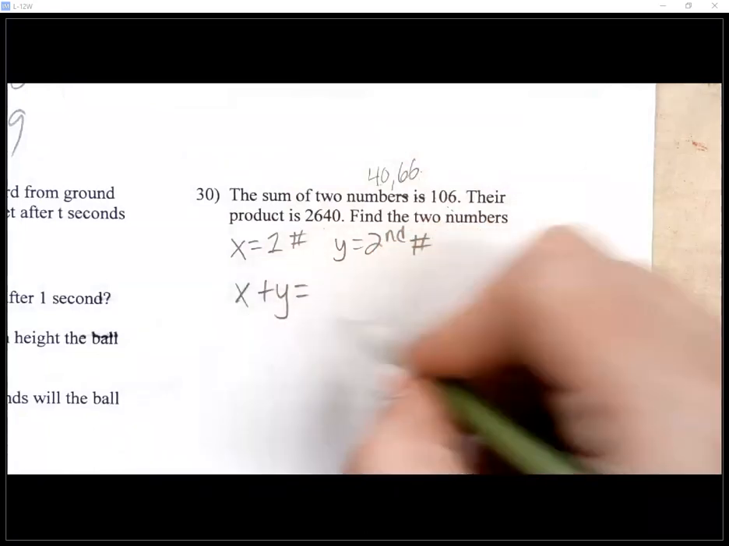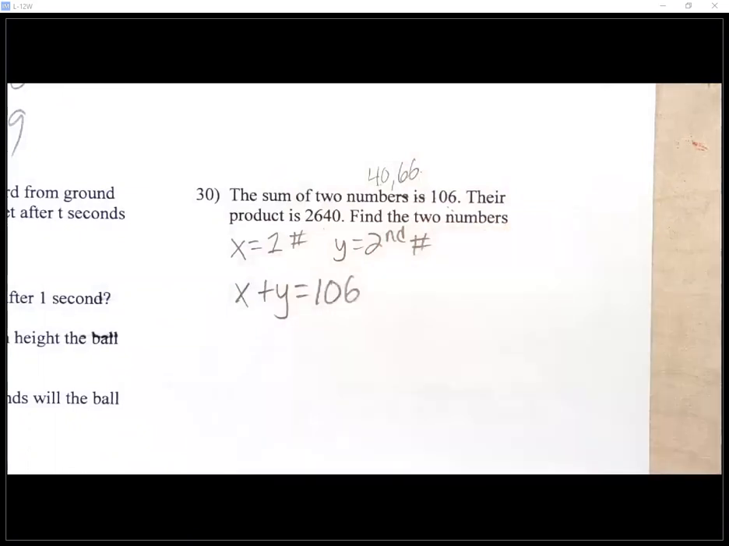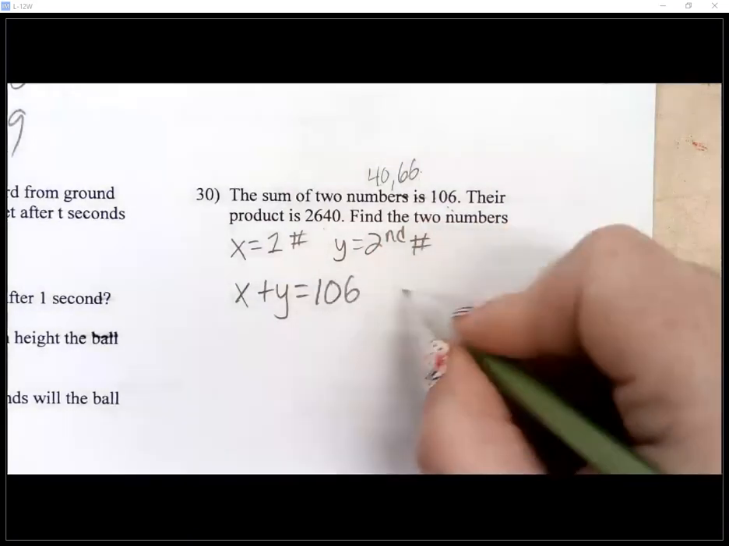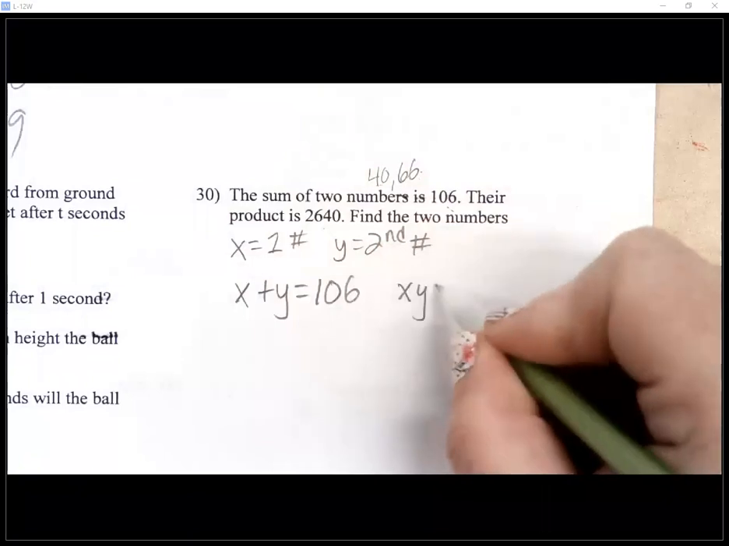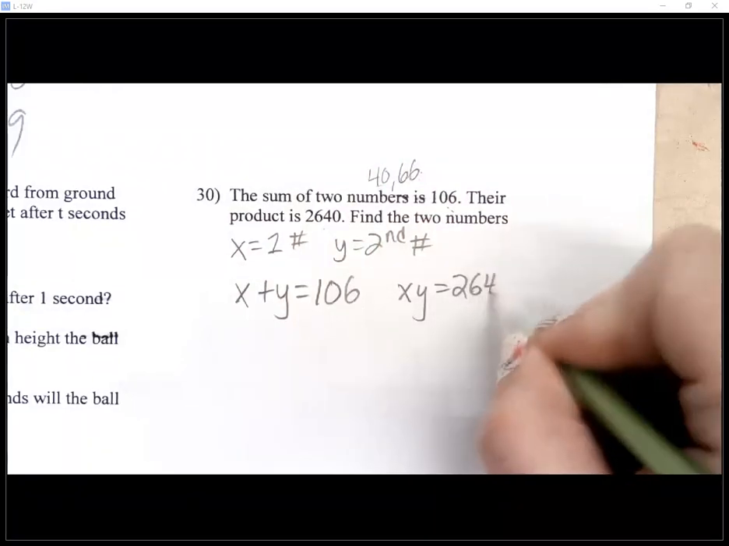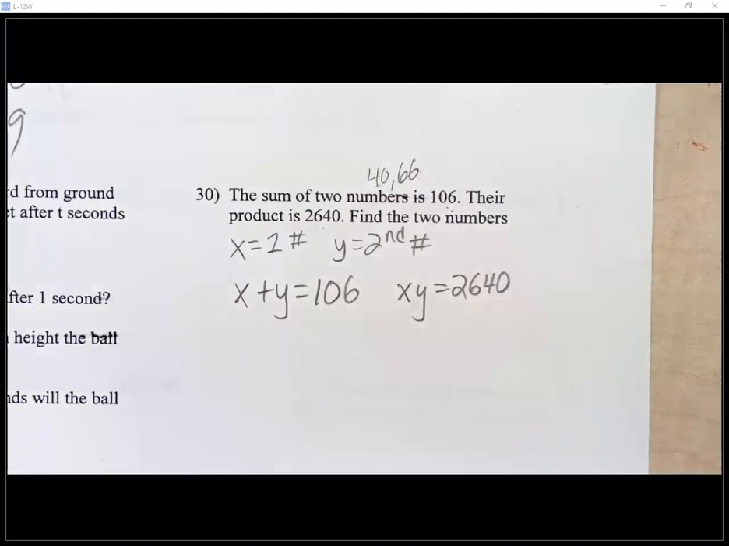All right, so the sum of my two numbers is 106. The product of the numbers is 2,640. So there are our two equations. Is that okay for everybody? Could you set that up? Just like that, easy peasy? Now it's just a matter of you solving this. So it's a system. I would solve by substitution.